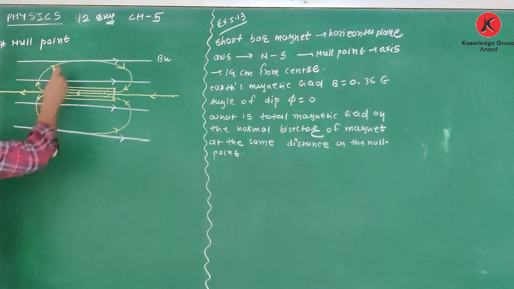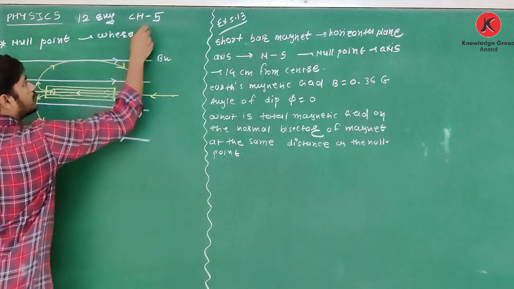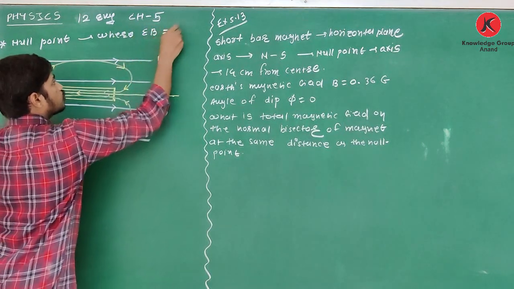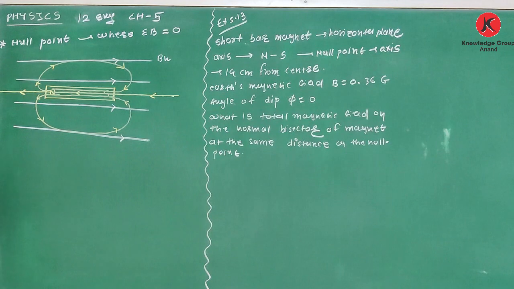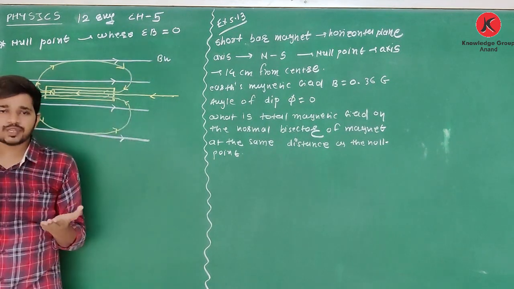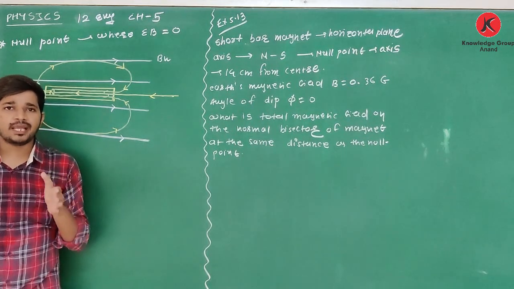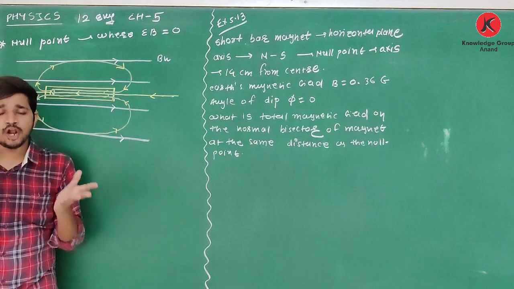Null point means where the resultant magnetic field, that is sigma B, is equal to 0. Now, when you have two magnetic fields, what is the condition for the total magnetic field to become 0? The magnitude must be the same and the direction opposite.